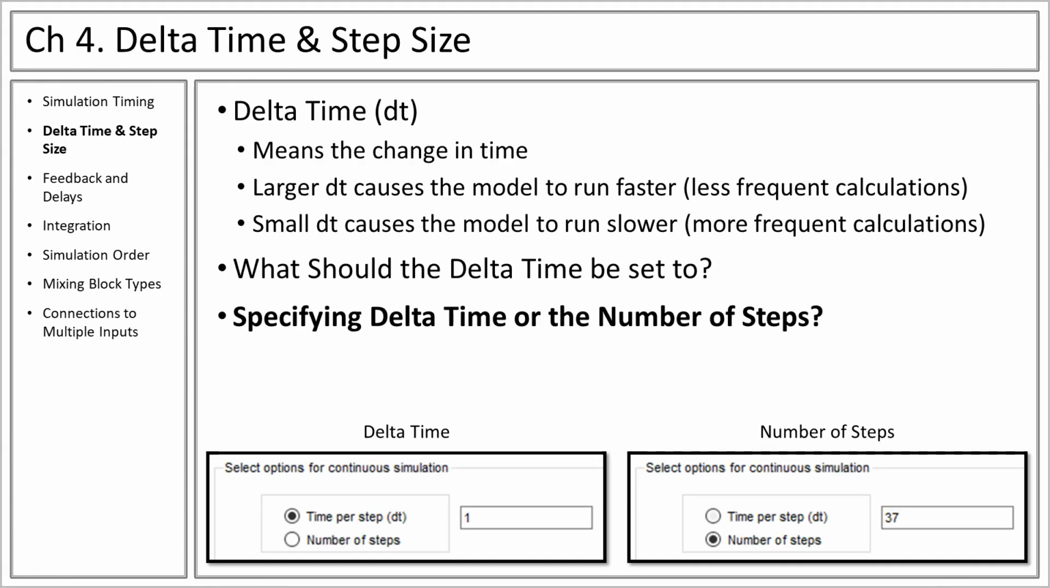ExtendSim requires that either the time per step, which is delta time, or the number of steps be specified. If you enter the number of steps in the dialog, then the delta time will be calculated based on the desired number of steps and the simulation run length.